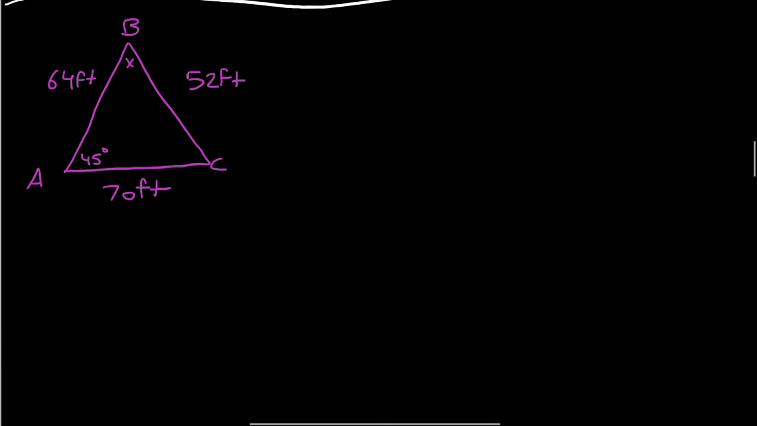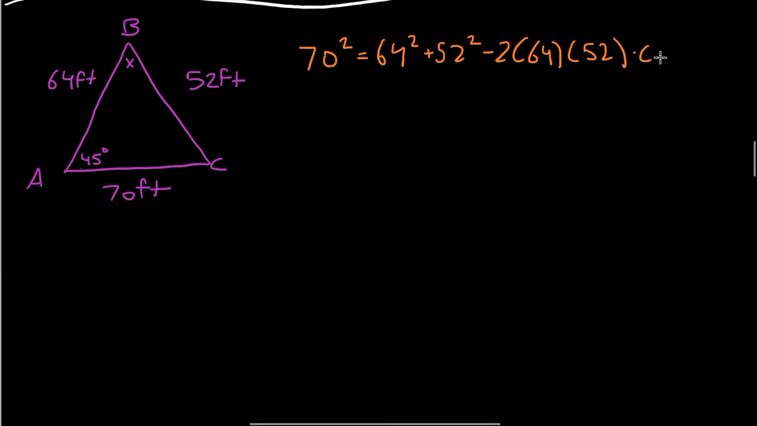So we're going to do this in a more orange color. Okay, so let's find the measure of angle B, which is going to be our x value. We look at the side opposite to it, which is 70. We do 70 squared is equal to 64 squared plus 52 squared minus 2 times 64 times 52 times the cosine of x.